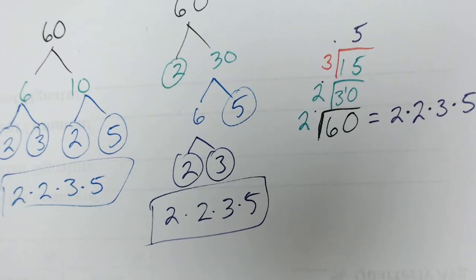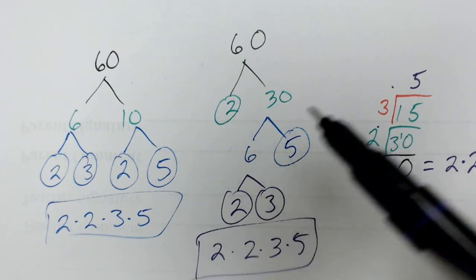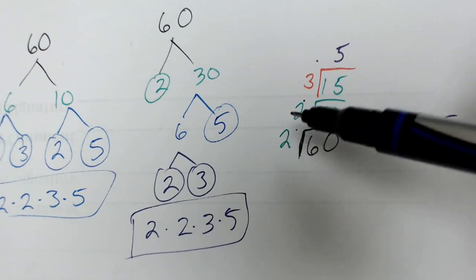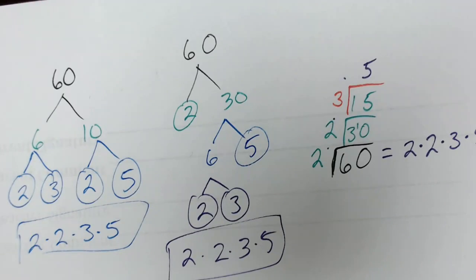I like factor trees because they're a little bit more versatile. There's more room for thought in factor trees, whereas division towers are very, very precise. You have to use prime numbers the whole way. But that's prime factorization.